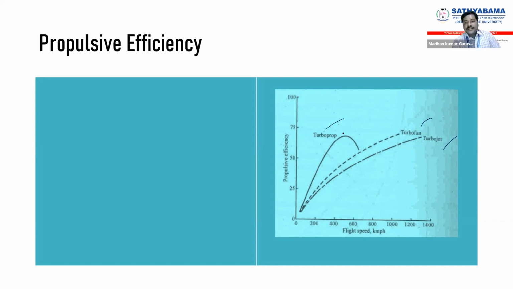So the maximum propulsive efficiency, literally in this figure, we are attaining around 70% or 67%, right? If we talk about turbofan engines, nowadays we are having 70 to 72%, right? So that is going to be the propulsive efficiency of a turbofan engine, right?